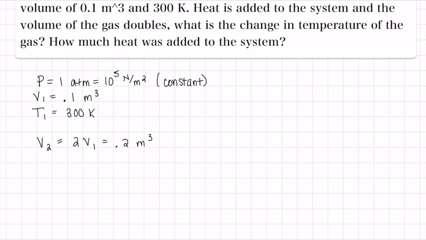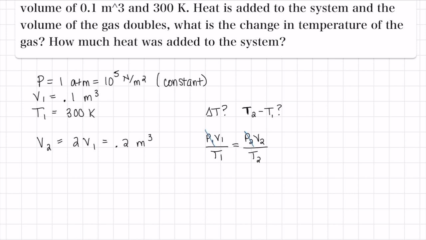So we want to know delta T, which would also be T2 minus T1. We have T1, and we can get the change in temperature using the ideal gas law. We can assume that the number of moles that we have isn't changing, which means that P1 V1 over T1 is equal to P2 V2 over T2. We know that P1 and P2 are equal to each other because P is held constant, so I'm going to cancel those out.